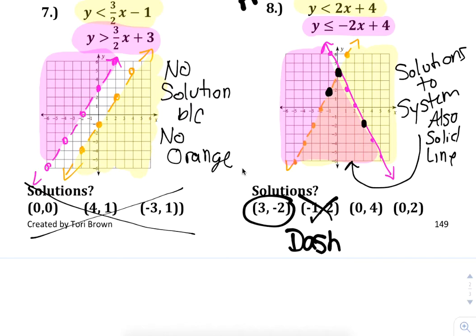0, 4. He's on a solid. He's on the border, but he is only a dash for the yellow. I'm going to write dash for the Y, just dash for the yellow, okay? Last one, 0, 2. 0, 2 is right here. He is in the orange, 100%. He is a solution to the system, okay?